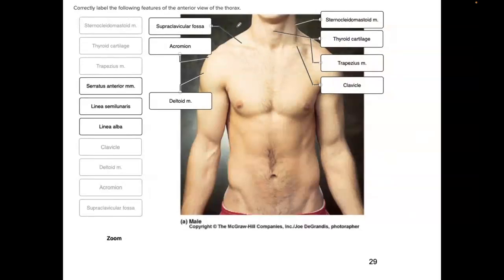Again, kind of drag and drop to the best of your ability. The highest part of the shoulder right here. This is the acromion process. The rounded part of the shoulder is the deltoid. Above the clavicle, the word supra means above. So supraclavicular. And a fossa just means a depression. So supraclavicular fossa. There's your clavicle. This is your trapezius muscle. There's your thyroid cartilage. And there's your SCM, your sternocleidomastoid.